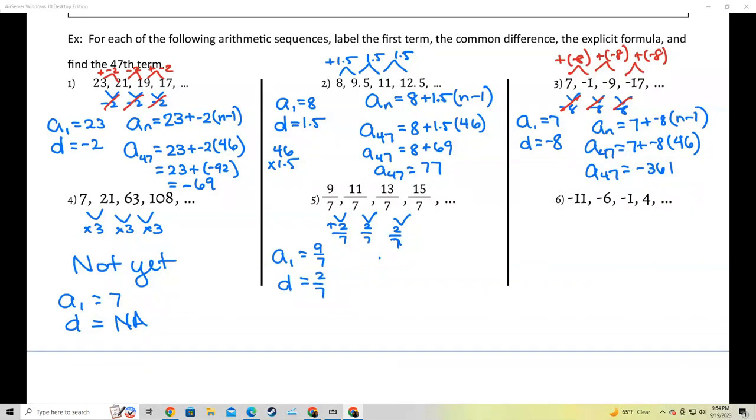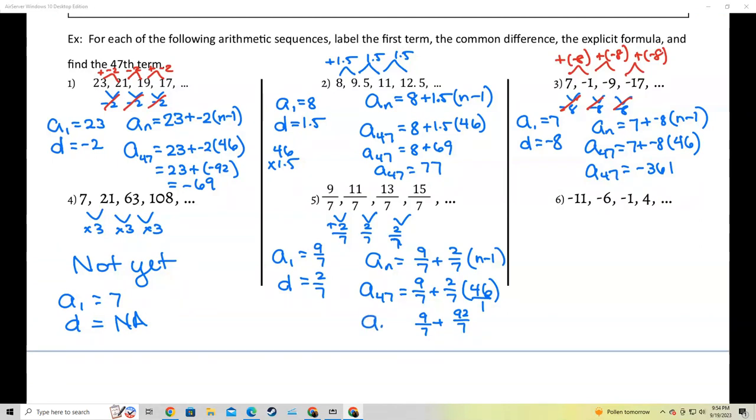My formula is going to be a sub n is equal to my first term, which is 9 over 7, plus my common difference, which is 2 over 7, times n minus 1. If I want my 47th term, then this is going to be 9 over 7 plus 2 over 7 times 46. I can't multiply 46 times 2 over 7 without changing the 46 into a fraction first. And I can always change a number into a fraction by putting it over 1. So now this becomes 2 times 46, which becomes 92, over 7 times 1 on the bottom, that's just 7. And I have the 9 over here.